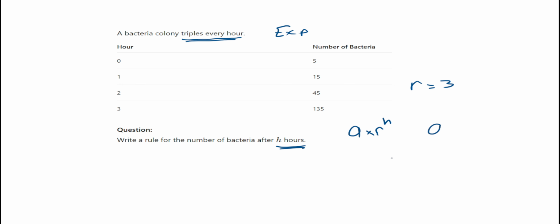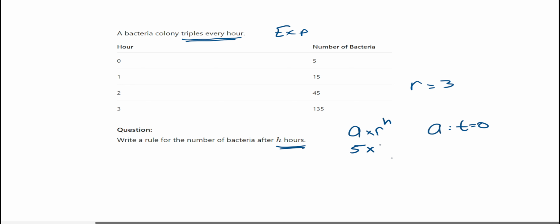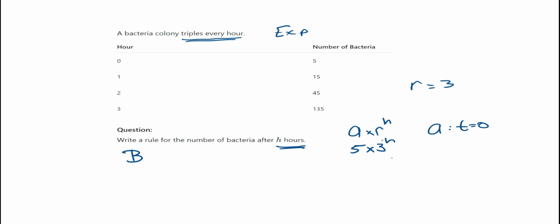And A is going to be the amount at time 0. So the amount at time 0 we know is 5, and the rate is 3. Is that going to work? So let's sort of work it out. So let's sort of say the number of bacteria, let's say it's B. Number of bacteria.